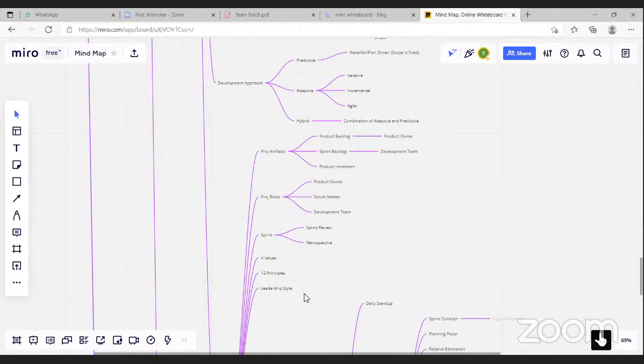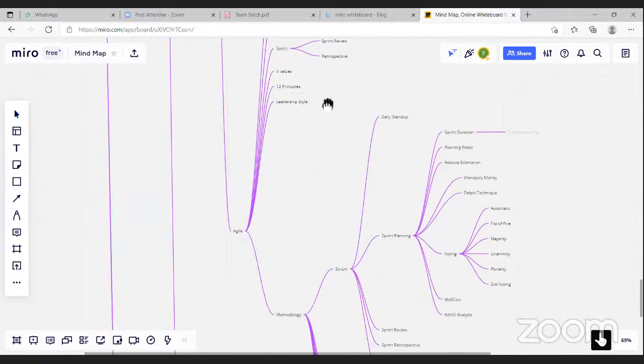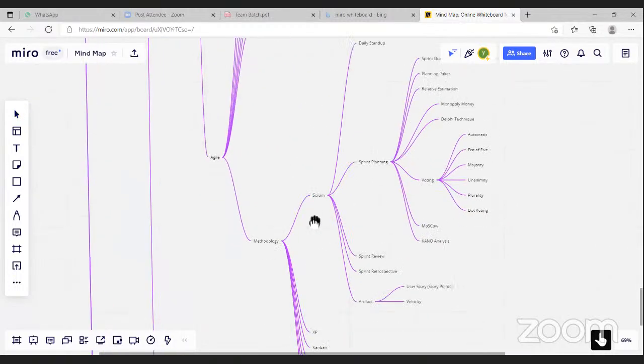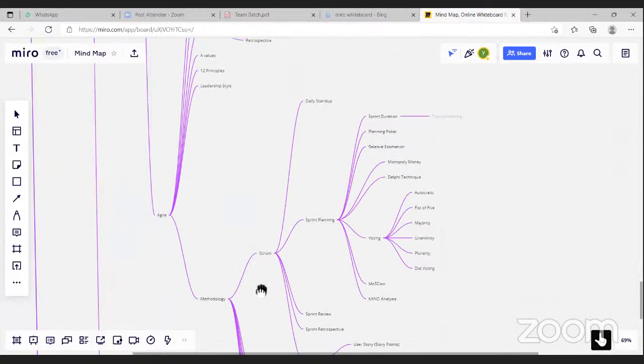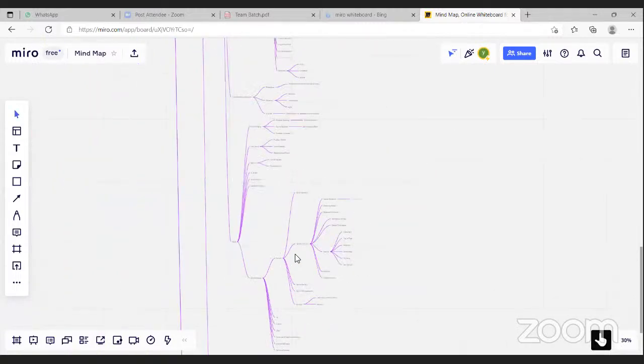We have Scrum, and the development approach. We will make it predictive, adaptive, or hybrid. Okay, Scrum.